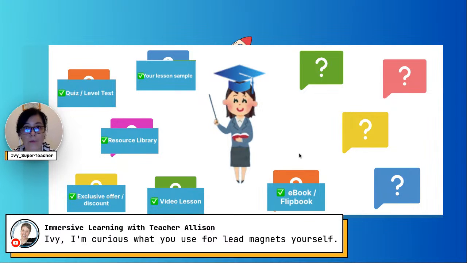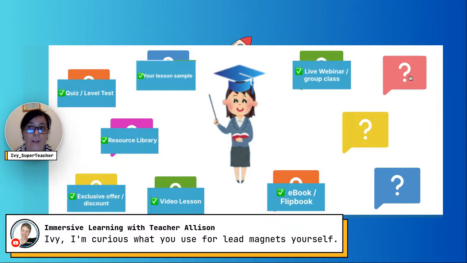An ebook, a flip book. Just recently, we talked about Book Creator, an amazing tool for creating ebooks. Or you can create a flip book very easily from a PDF you created in Canva, for example. You can offer a live webinar or a group class as a lead magnet. I think that's great if it's free, like a one-time free thing, maybe once a month or once in a blue moon, and make it really a big thing. You can even use it as a referral marketing strategy for the students you already have, so they can share among their friends and family.